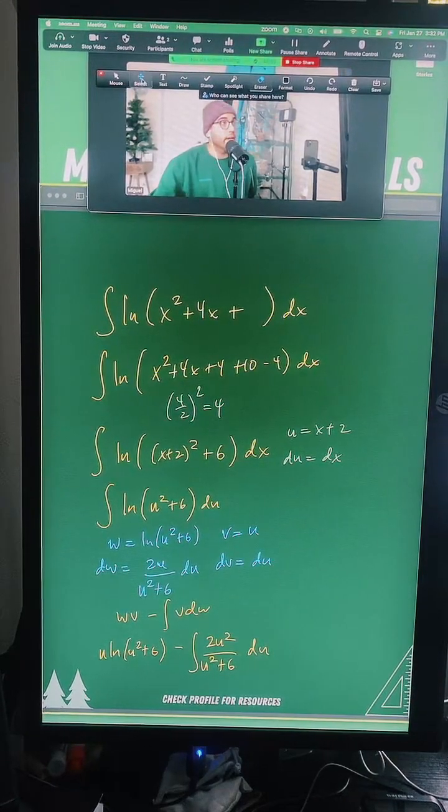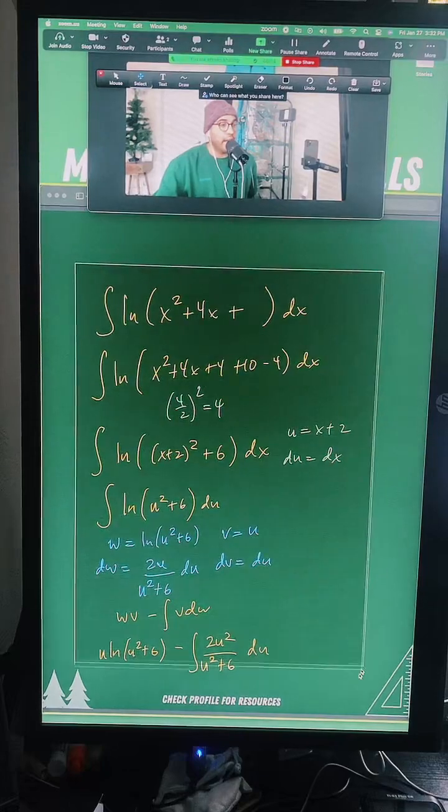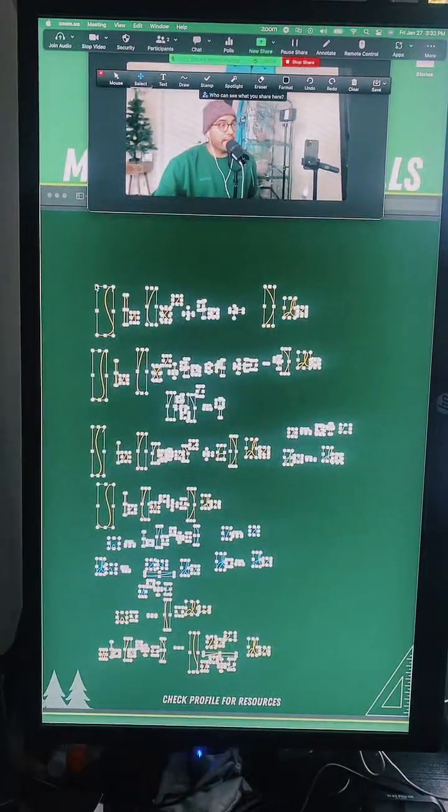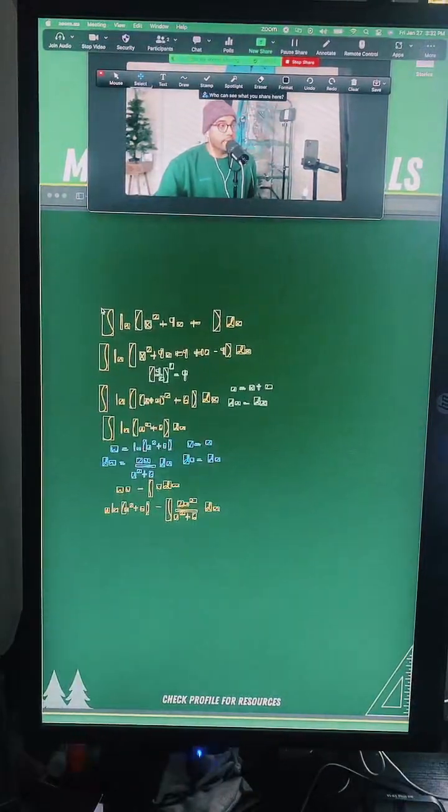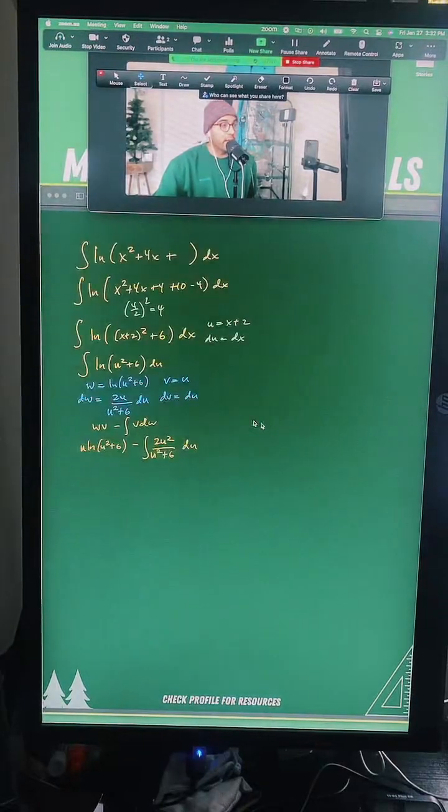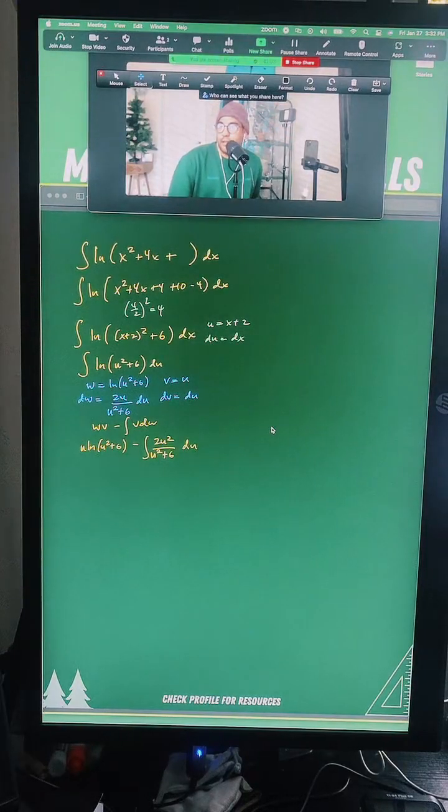Let's go ahead and create some space. I'm kind of excited because let's look at that last integral. That's all we need to integrate. That 2u squared over u squared plus 6. Anyone have an idea what we can do? Someone said partial fractions. I'm thinking partial fractions, but better yet, the degree of the top is the same as the bottom, so I'm going to go ahead and use long division first.